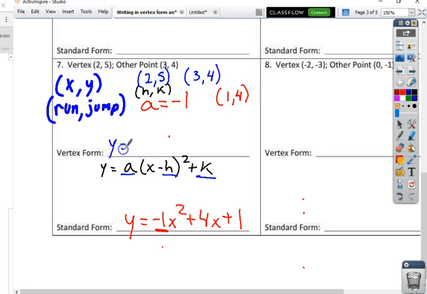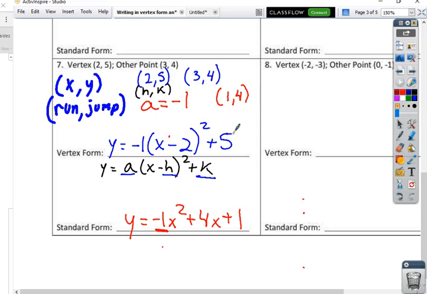So y equals, instead of an A, we're going to put -1. And put x minus, instead of an H, we're going to put 2. Then squared plus, instead of a K, we're going to put 5. And that is it. We're done. That's it. Now let's go ahead and do the other one.